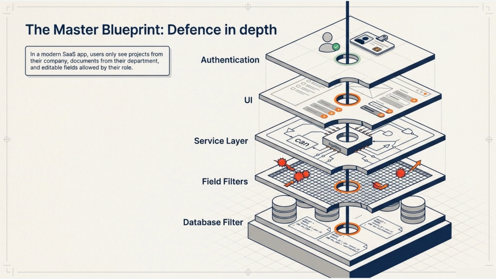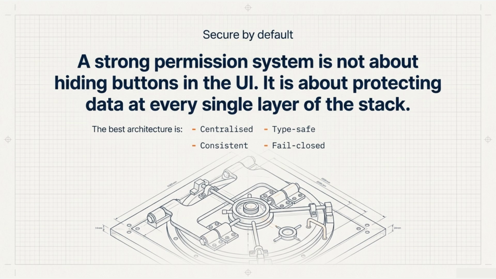Defense in depth means a UI bug cannot become a data breach by itself. Each layer assumes the layer above might be wrong. Secure by default. A strong permission system is not about hiding buttons in the UI. It is about protecting data at every layer of the stack. The best architecture is centralized, consistent, type-safe, and fail-closed. Build the vault once. Make every request walk through it.